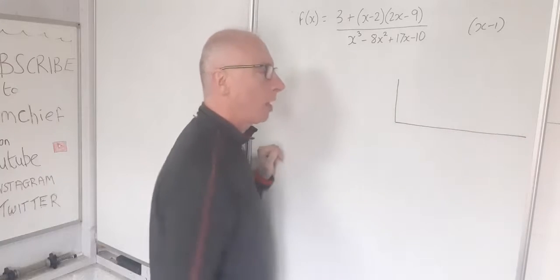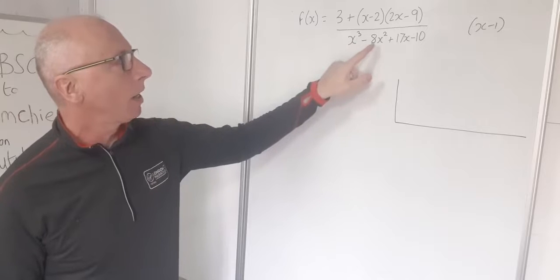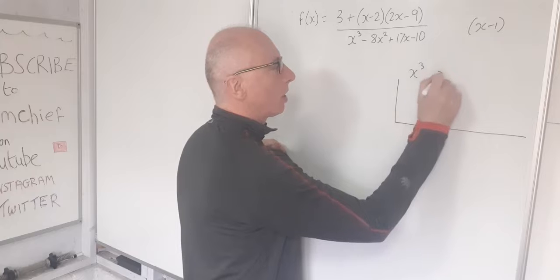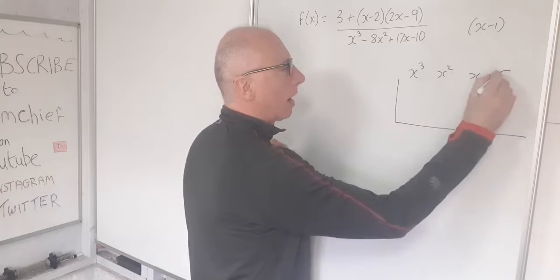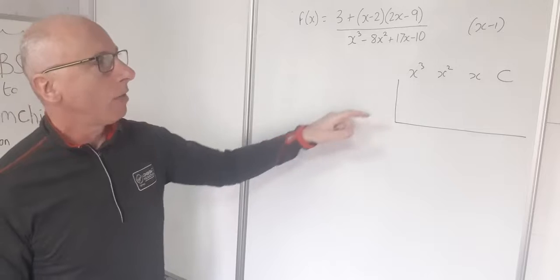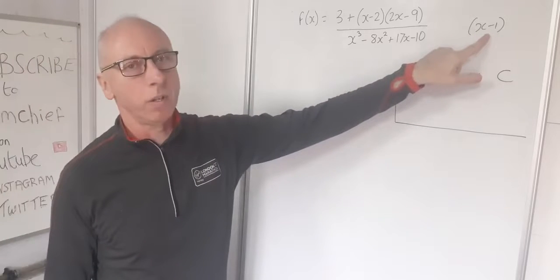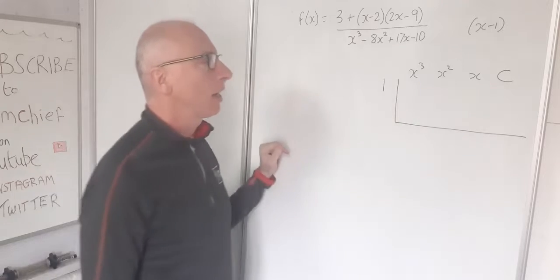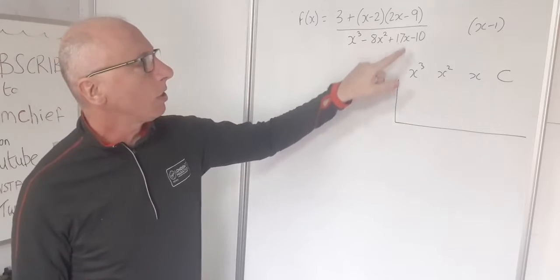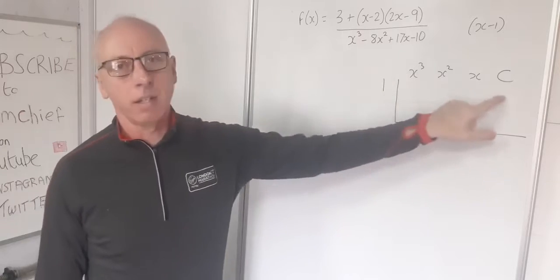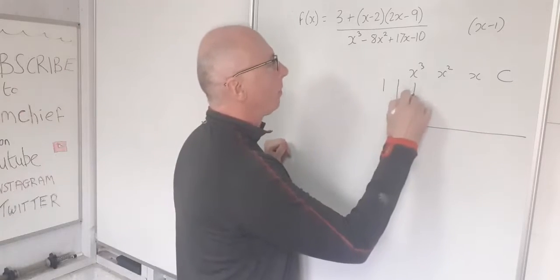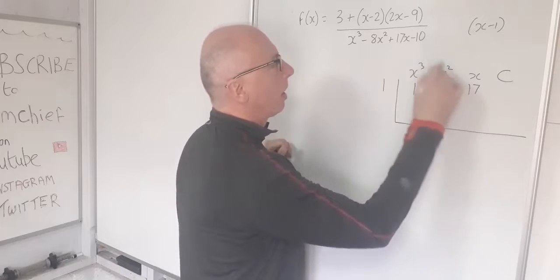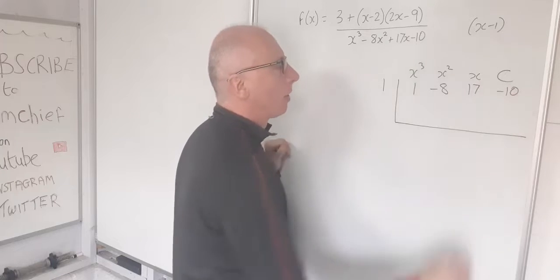So first of all, I set up a nice box and I write my variables with their indices over the top. So I've got x cubed, x squared, x and constants. And I write my factor, which here is x minus 1, which means 1 is a factor. So I'll put a 1 at the side. And then I set up all the coefficients of the corresponding variables in a line up here. So x cubed has got a 1, x squared has got a minus 8, x has got a 17, and the constant is minus 10.